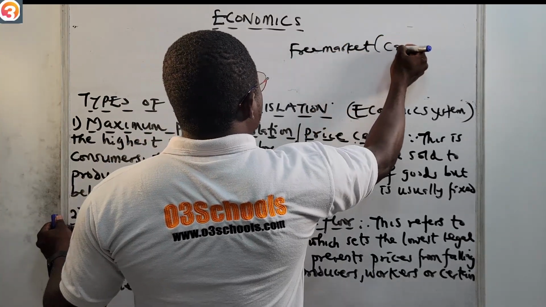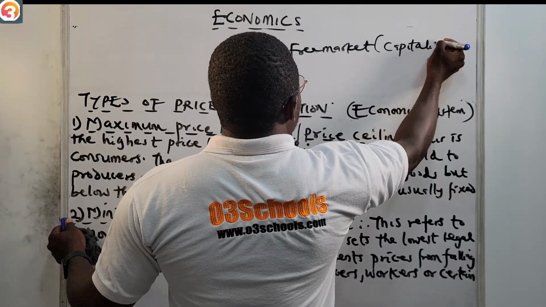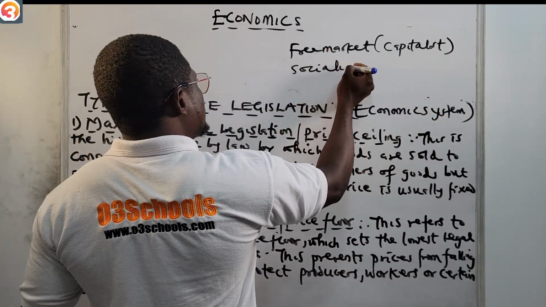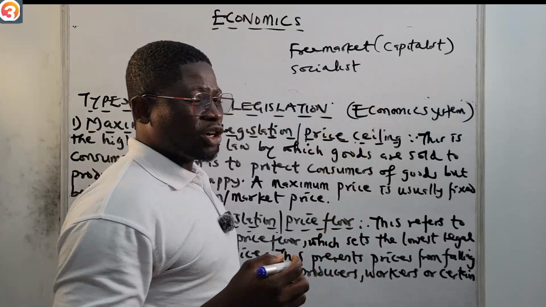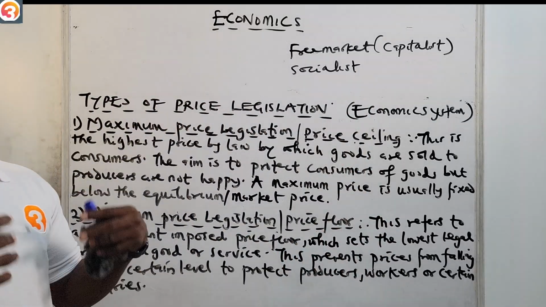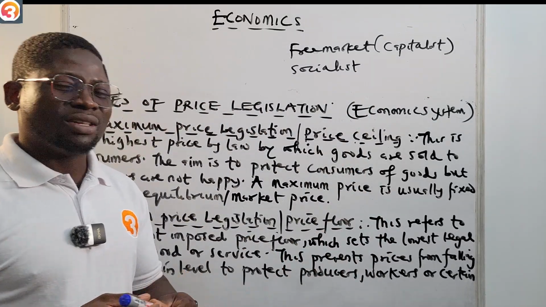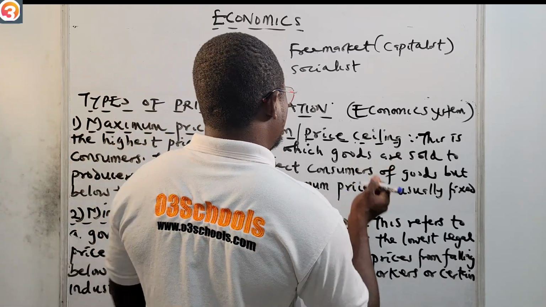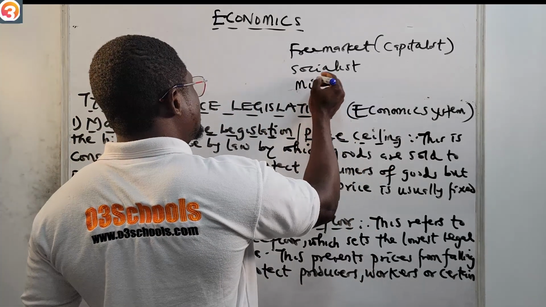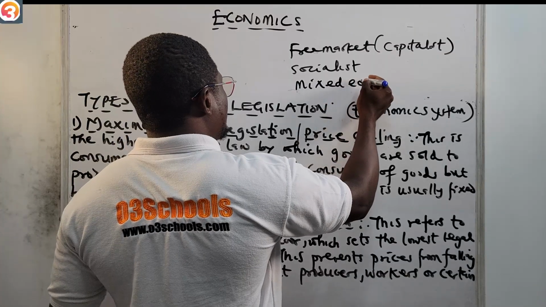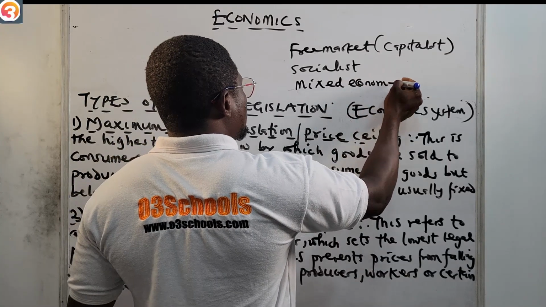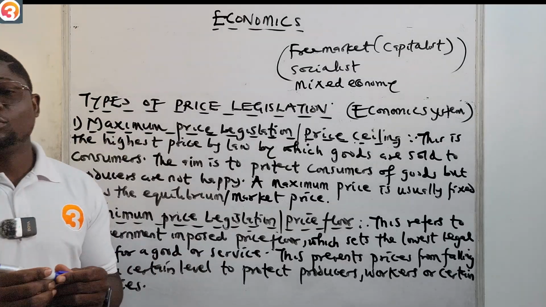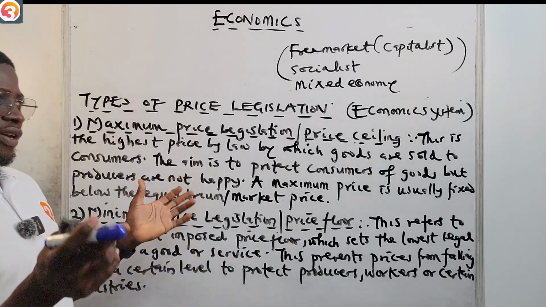Okay, or what? Capitalist. Okay, then we also have the socialist. This socialist economic system can also be called a controlled economy, or a centrally planned economy. Then of course we have the mixed economy. So these are the three main types of economic system that we spoke about in previous classes.